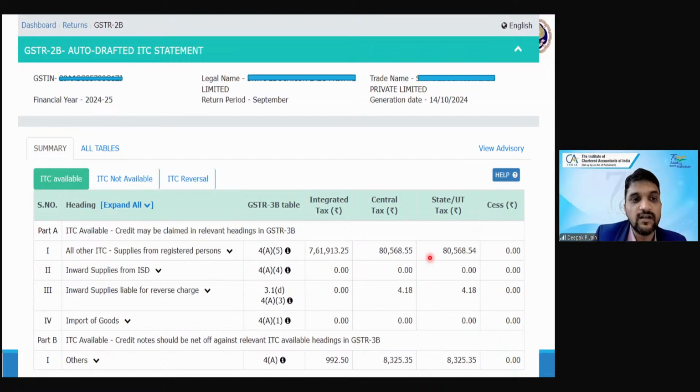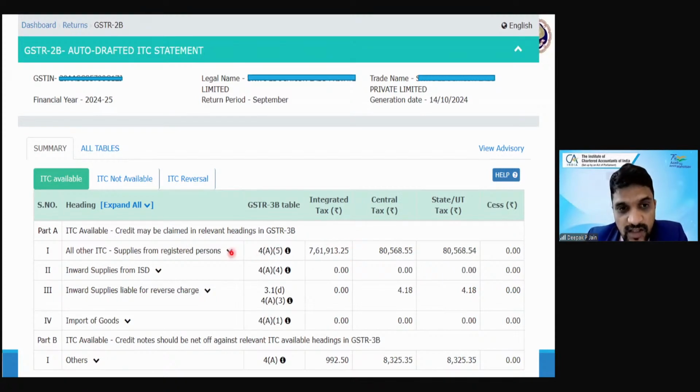Can you claim it fully? No, we cannot claim. So when will we claim it? We will claim it once we verify this with our actual input, what we have, and then we can claim it in our GSTR 3B. So what is this? Just numbers are there. I do not have invoice-wise details.